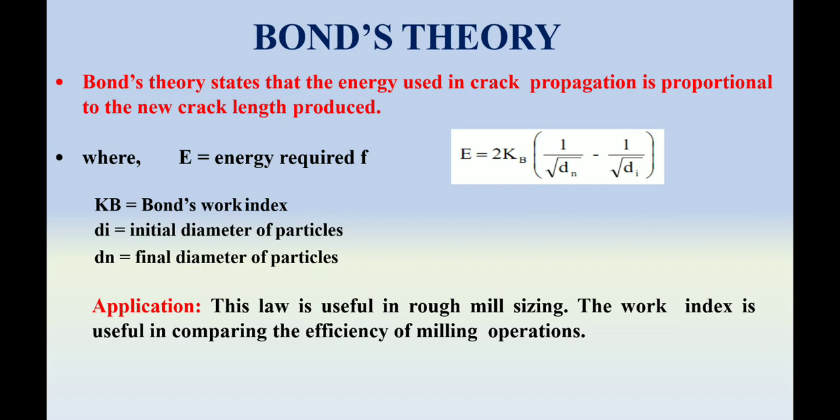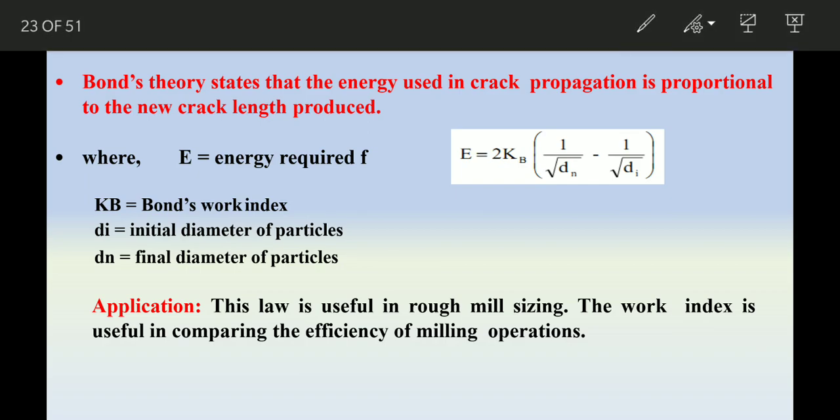Now let's talk about Bond's theory. Bond's theory states that the energy used in crack propagation is proportional to the new crack length produced. The equation is E equals 2 Kb (1 upon root of dn minus 1 upon root of di). E is the energy required for reduction of size, Kb is Bond's work index, di is the initial diameter of the particles, and dn is the final diameter of the particles.